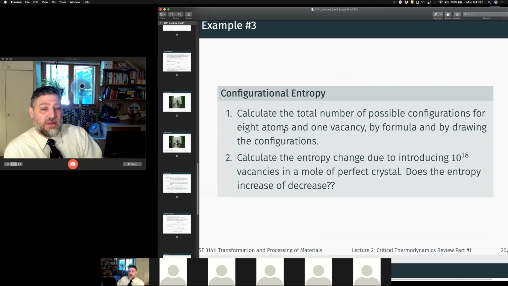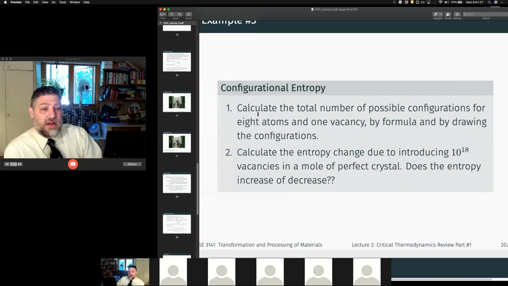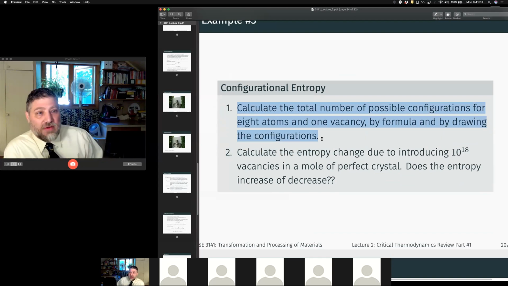So this first part, we don't even need to draw out. If we calculate the total number of configurations for 8 atoms and 1 vacancy by drawing the configuration, we've got 9 lattice sites and 1 vacancy. So we essentially have 9 different configurations, with the vacancy on each one of the possible sites.